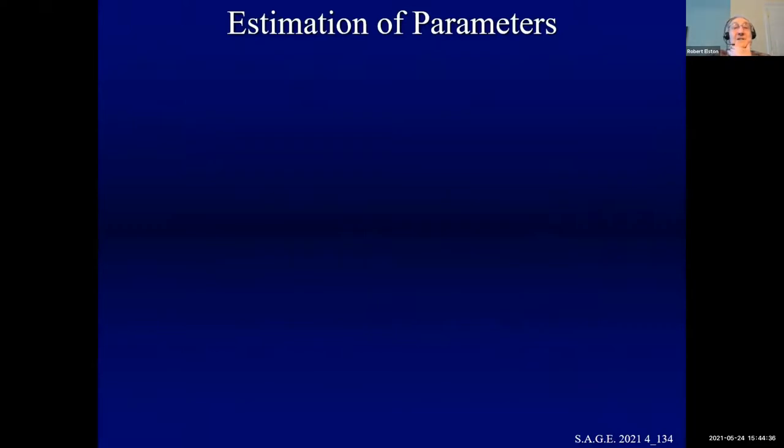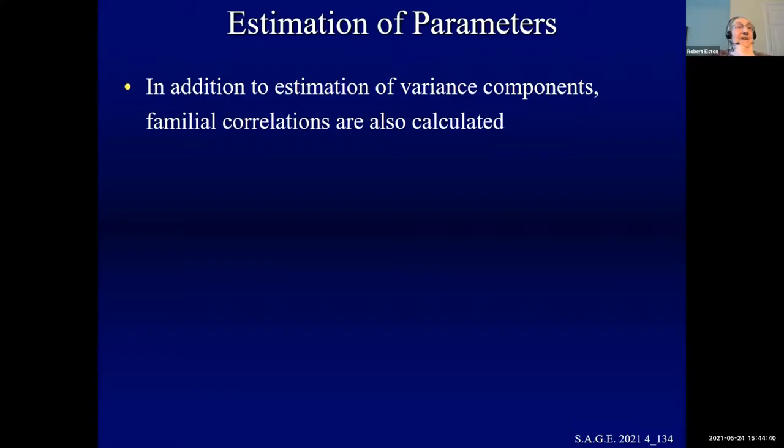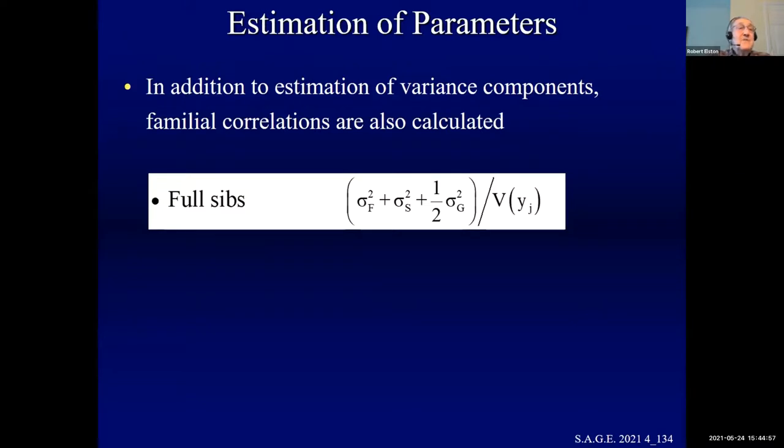So let's consider estimating the parameters. In addition to estimating the variance components, we can also calculate the familial correlations on the basis of this model. And you get the familial correlations from the variance components. For full sibs, we look at the full sib. This is the family effect. They have a family effect. They're all in the same family. They have a sibship effect. They're all in the same sibship. And they have half the genetic. Full sibs have half the genetic. And you divide that by the total variance, and that gives you the full sib correlation under this model.